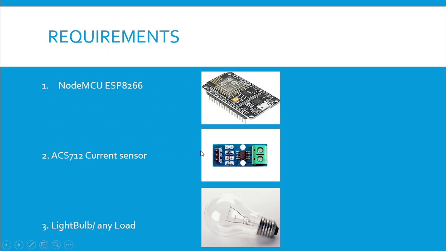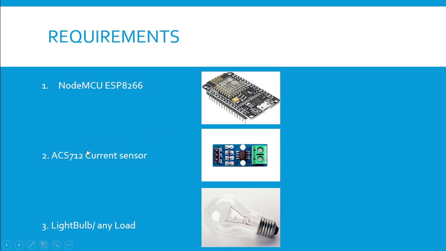Going to the next slide, these are the requirements for this project. The first requirement is a NodeMCU ESP8266. We are going to use this because we need to connect to an MQTT broker which is in the cloud, so we need an internet connection, and for that we need a Wi-Fi module.